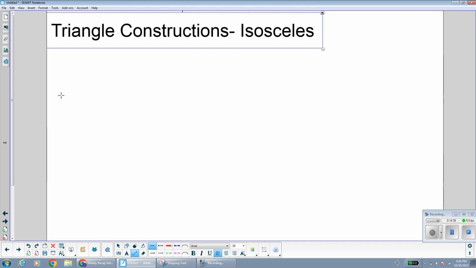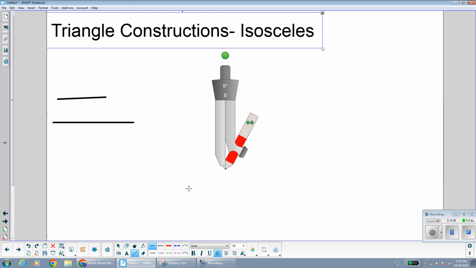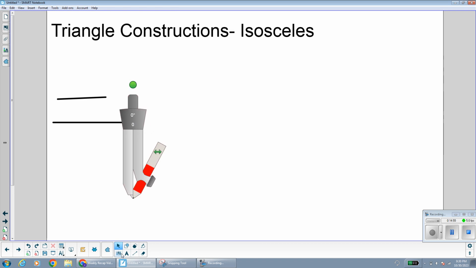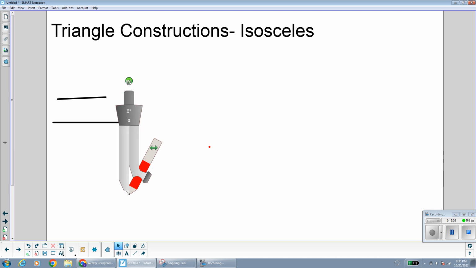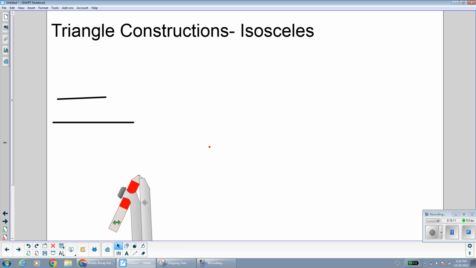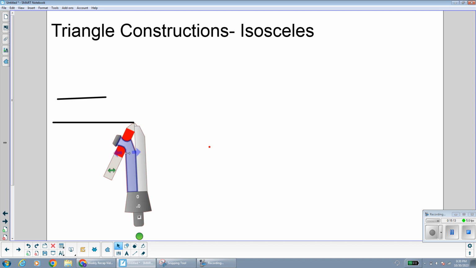Now we're going to make an isosceles triangle. So I'm going to start with two line segments of different lengths. Just like we did before, I'm going to mark a point, and that's going to be my starting point for my triangle. First, I'm going to measure the longer side because I'm going to use that as the base of my triangle, the bottom.